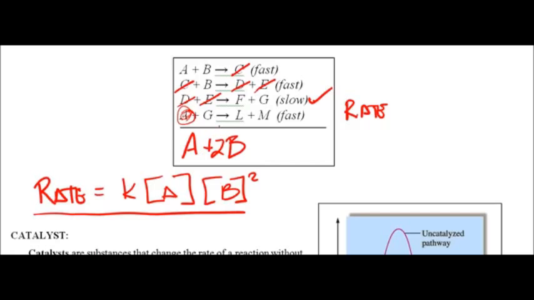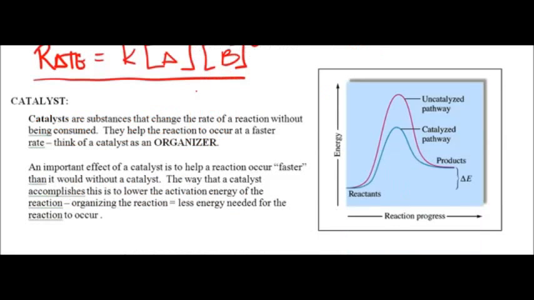All right, the last thing I want to talk about is a catalyst. Now, we've talked about catalysts in general chem. Catalysts do a couple of things. The first thing that they do is help organize a reaction. So a catalyst is an organizer. In other words, it takes the particle and positions it in such a way that it can collide correctly with another particle. So it causes the activation energy to be lower.